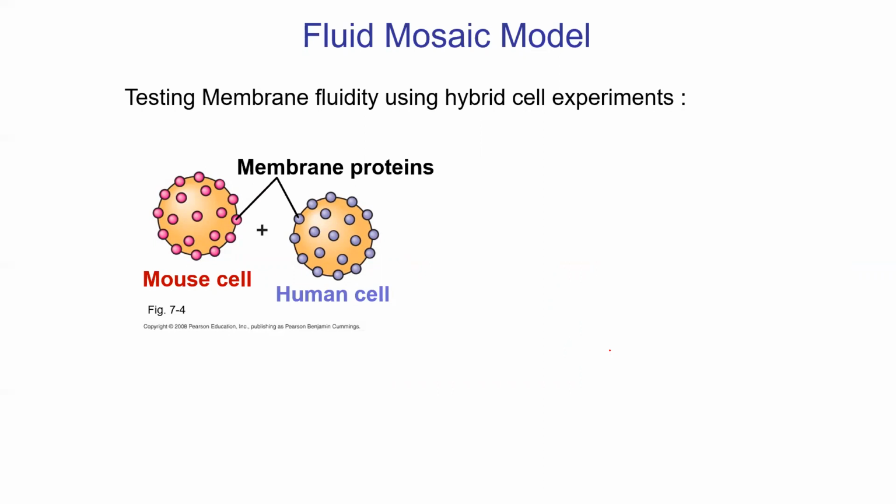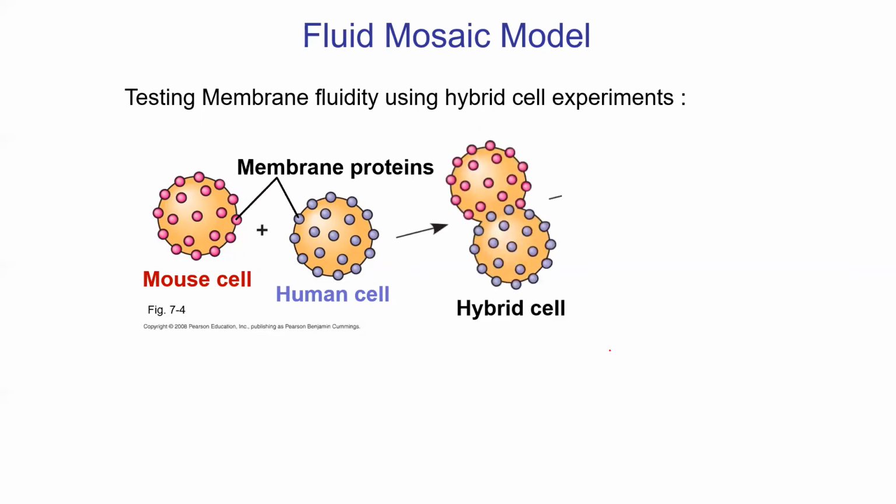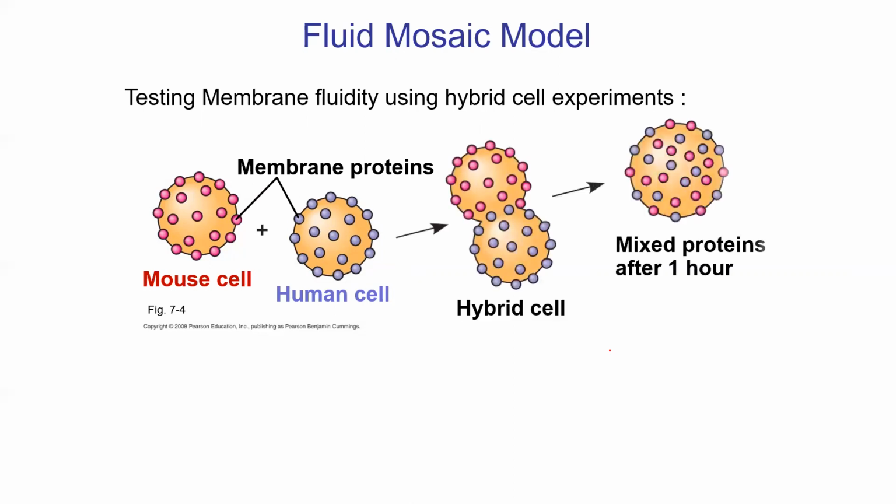Then they put it in a petri dish and added a little bit of detergent, and that detergent allows the two membranes to fuse. Here's what they observed: initially they fused, and over about an hour, those membrane proteins were able to move around. They found that they were mixed and mingled amongst one another. So this shows that the proteins can move, and that the membrane itself is fluid and dynamic.